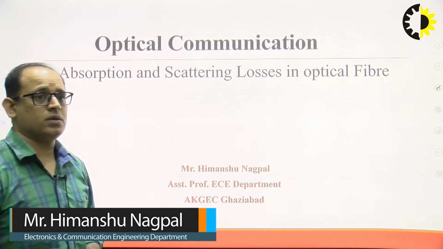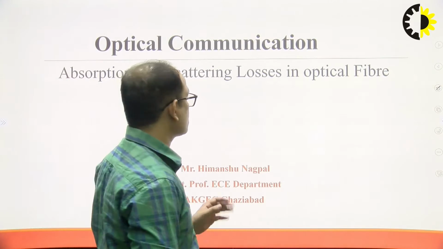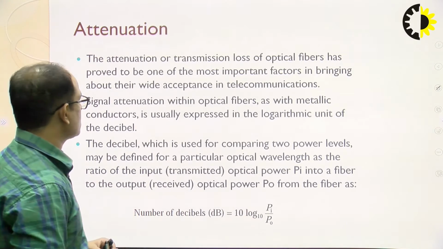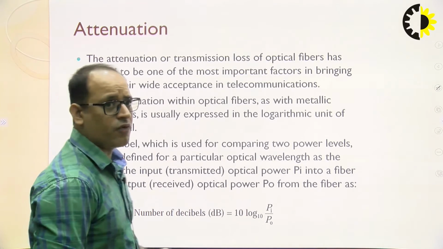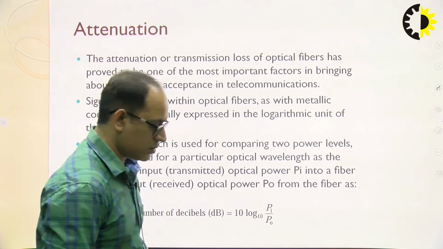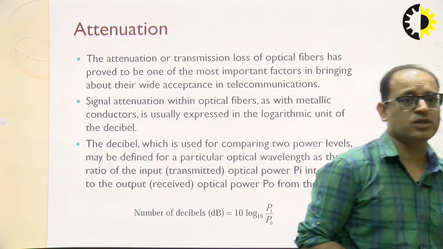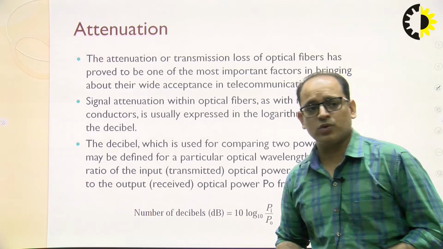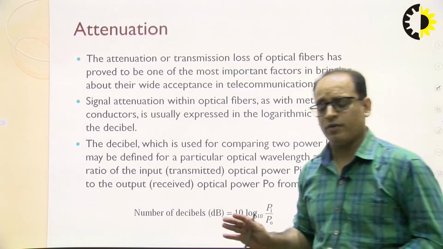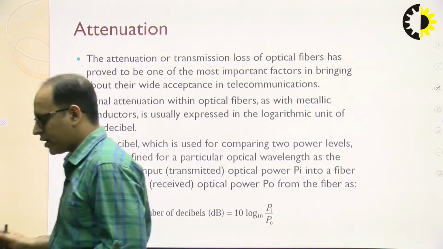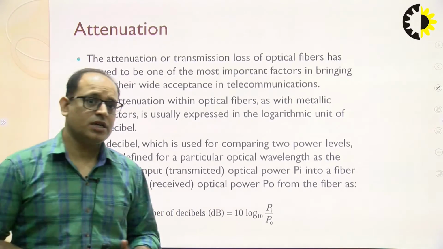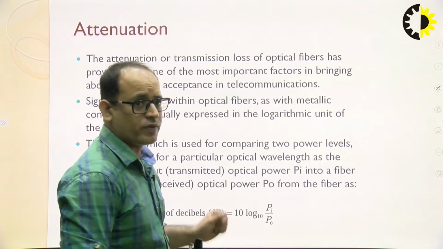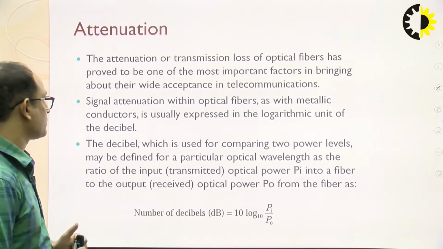To start with, before we start with the absorption and the scattering losses, we must know the term attenuation. This attenuation of optical fiber is the loss of the signal in the optical fiber cable, and there are a number of factors which cause the attenuation in the optical fiber cable. One of the two factors which are responsible for the attenuation are the absorption and the scattering loss, which we will discuss today.